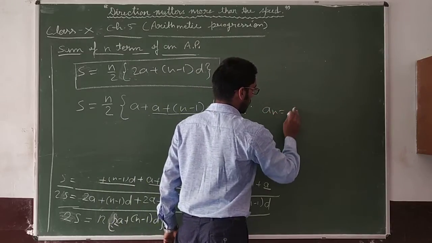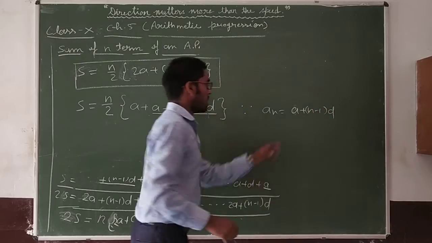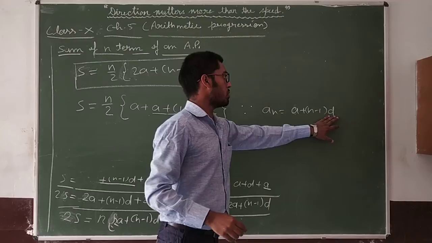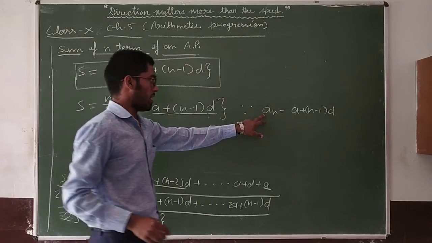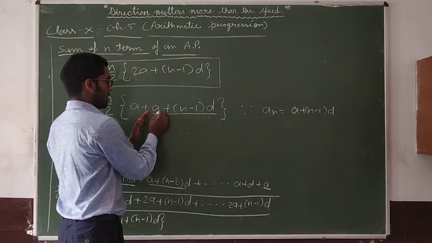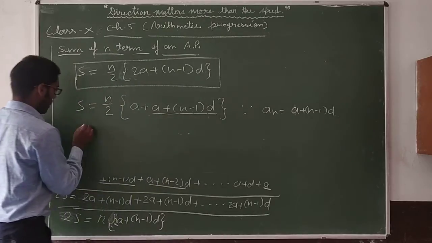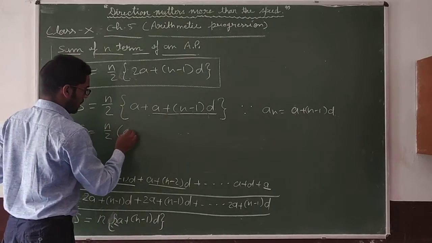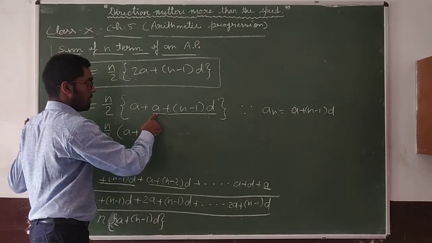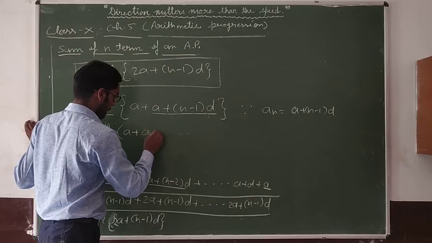Here the nth term is a plus (n minus 1) into d. It means a plus (n minus 1) into d is the nth term of the series, that is an. So you can write an in the place of a plus (n minus 1) into d, then S is equal to n by 2 into a plus an.